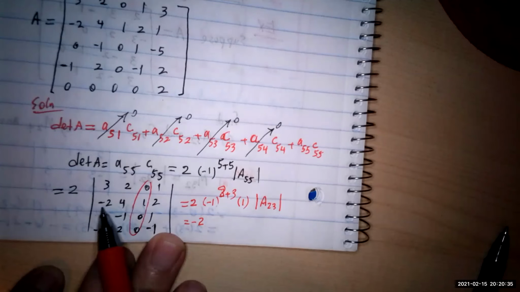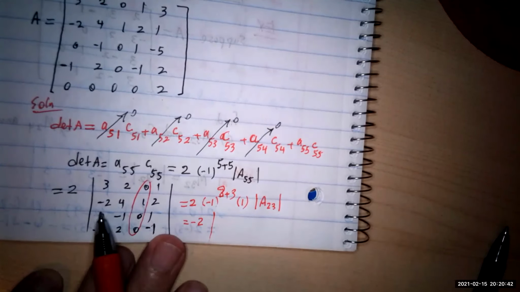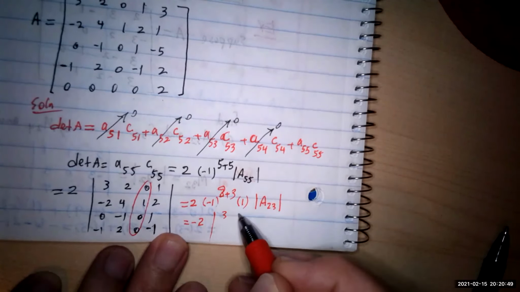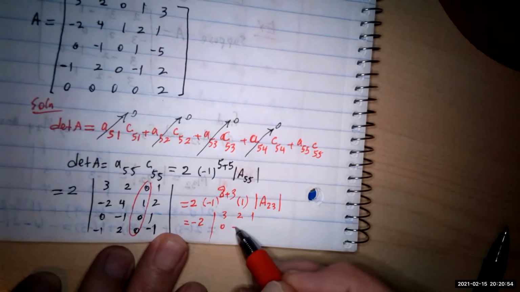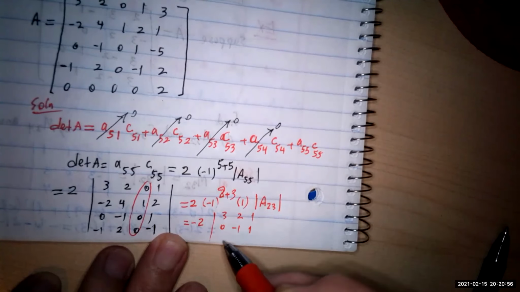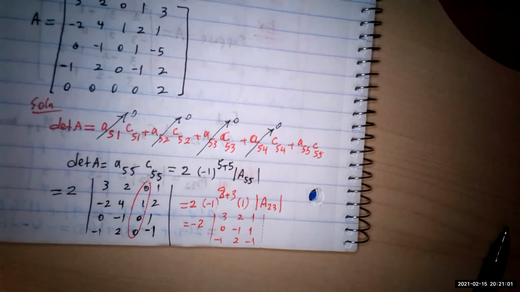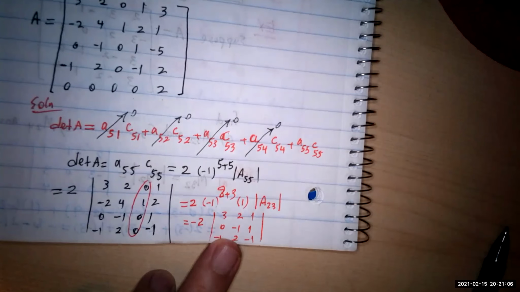What's going to be the resultant matrix? 2, 3. So you eliminate the second row and the third column. So the matrix is going to be a 3 by 3 one. Eliminate the second row, third column. So what's going to be the resultant matrix? It is going to be 3, 2, 1, 0, negative 1, 1, then negative 1, 2, negative 1. You see? So if you pick something nice, it enables you to get to the result more quickly.